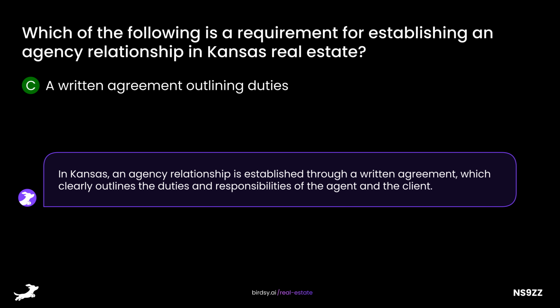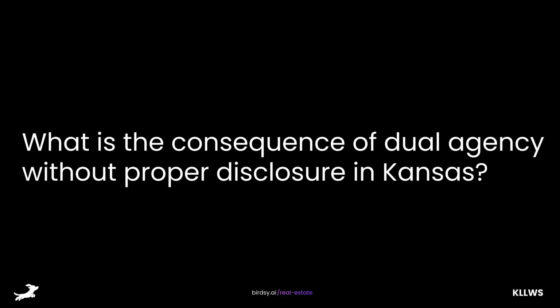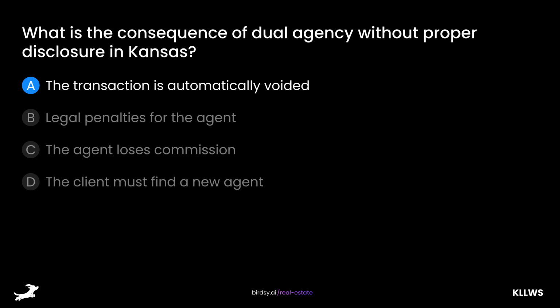In Kansas, an agency relationship is established through a written agreement, which clearly outlines the duties and responsibilities of the agent and the client. What is the consequence of dual agency without proper disclosure in Kansas? Is it A, the transaction is automatically voided, B, legal penalties for the agent, C, the agent loses commission, or D, the client must find a new agent? The answer is B, legal penalties for the agent.